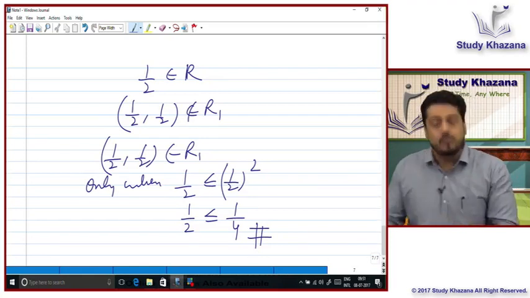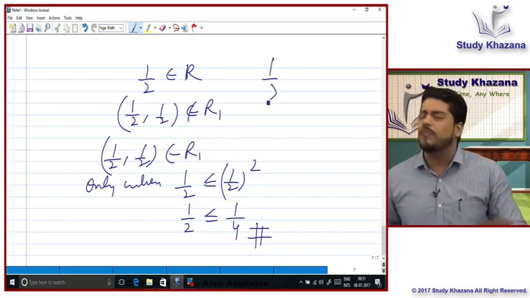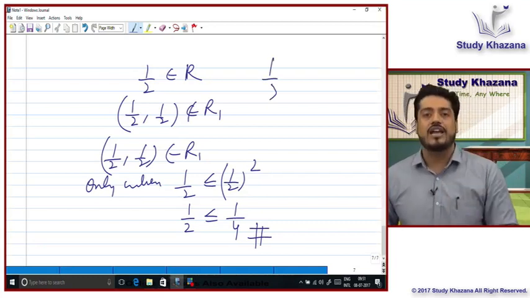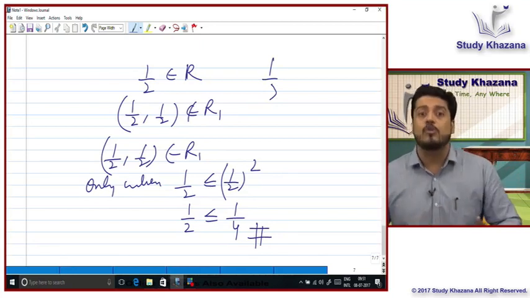Okay, fine. So this is one counter example. Similarly, you can give several counter examples. You can take 1 by 3, you can take 1 by 4, you can take any real number and you can check that this is not a reflexive relation.